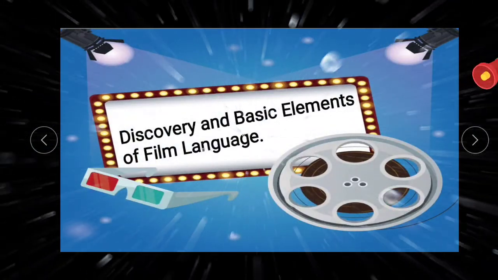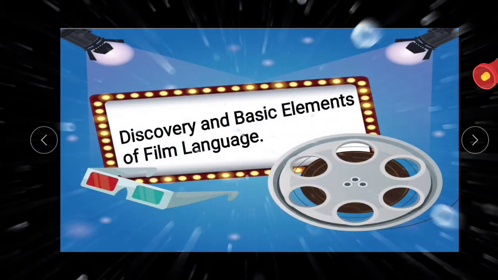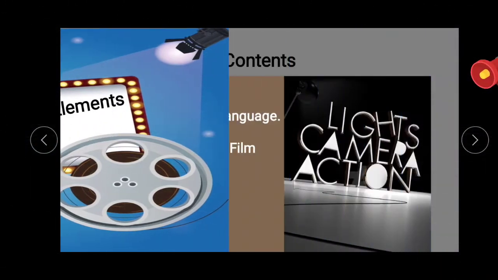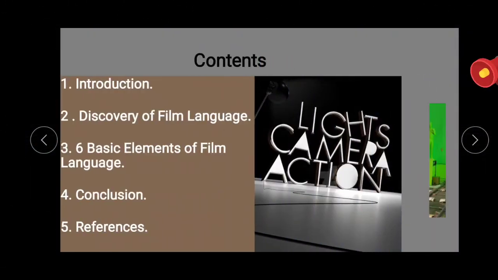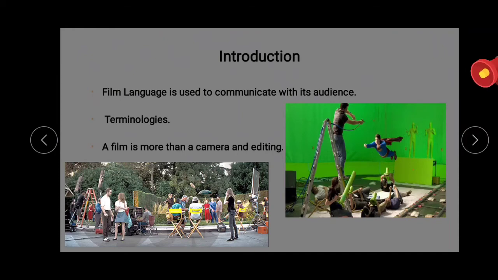I will be talking about the discovery and the elements of the film language. Film language is used to communicate with its audience. It constitutes everything, the techniques, actions, and traditions that facilitate some sort of communication to its audience. Further, it has various terms that signify a specific type of action or a feature of a film.